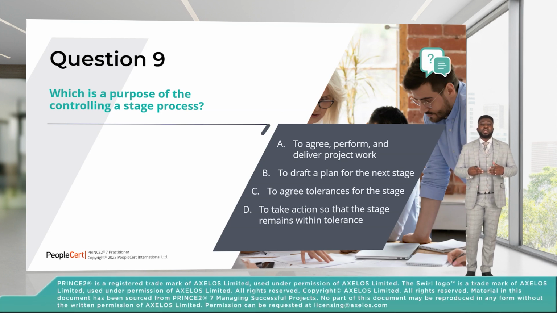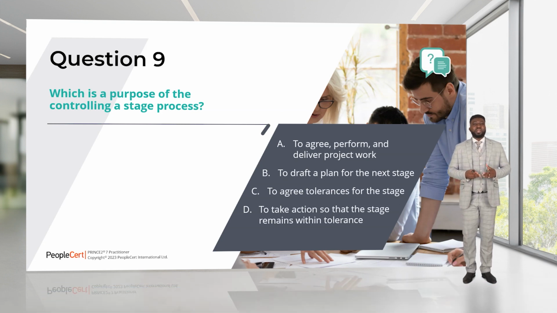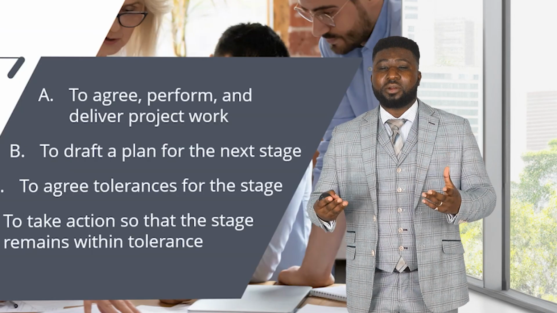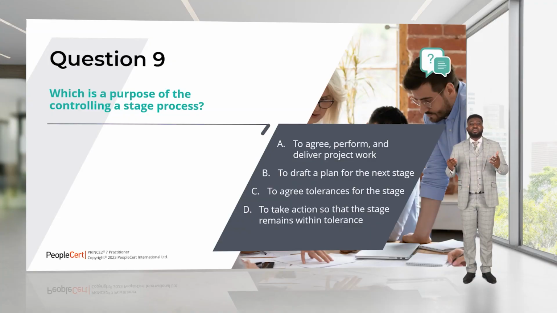C says to agree tolerances for the stage. The place where we actually agree tolerances for the stage is in the next stage plan, which takes us back to our previous answer. While we are creating the next stage plan in the managing stage boundary, we're also agreeing the tolerances that we need for that stage to work. So C also happens in managing stage boundary.